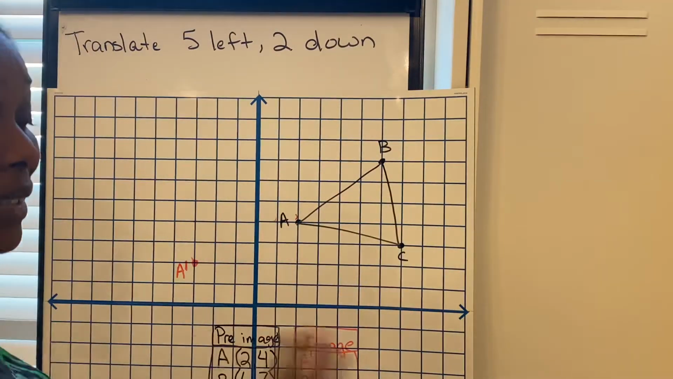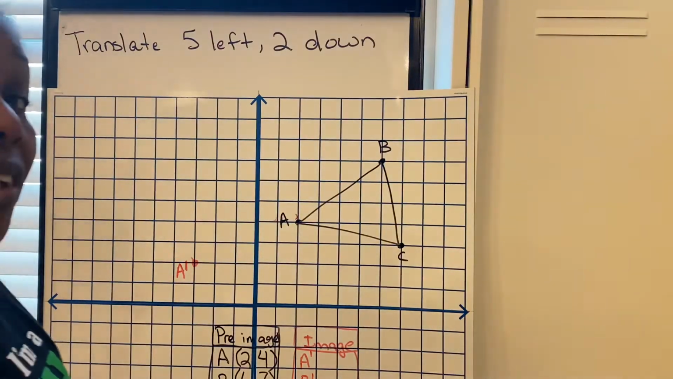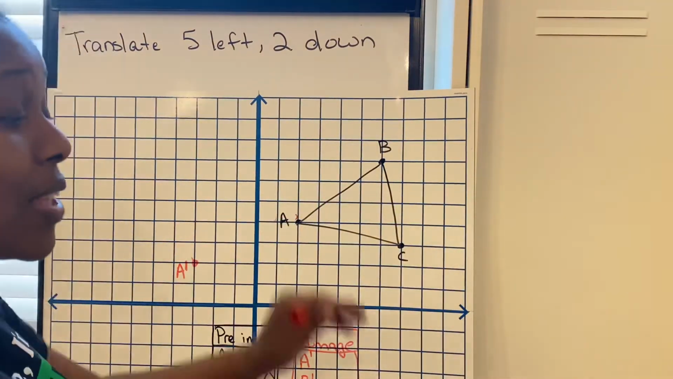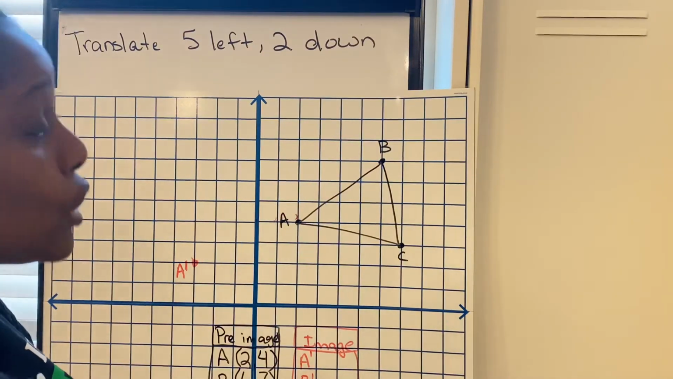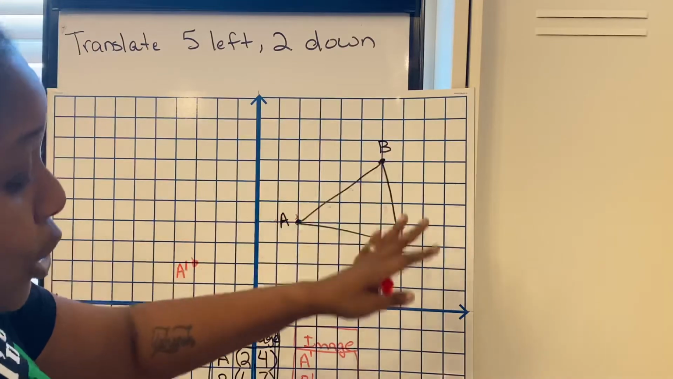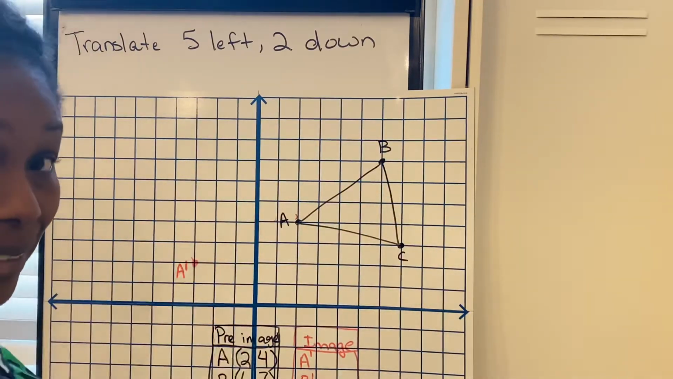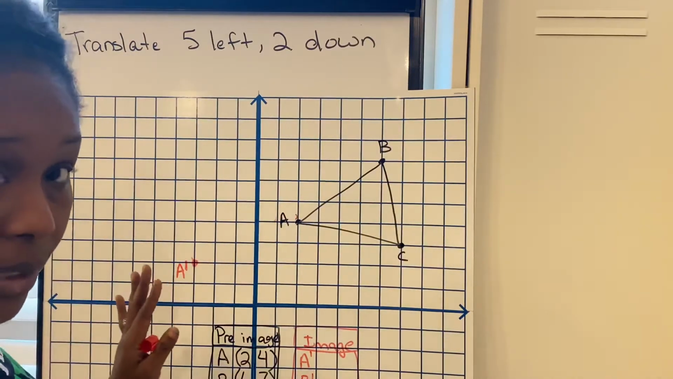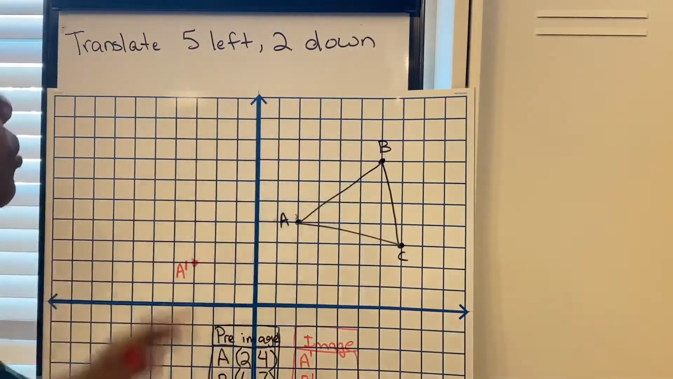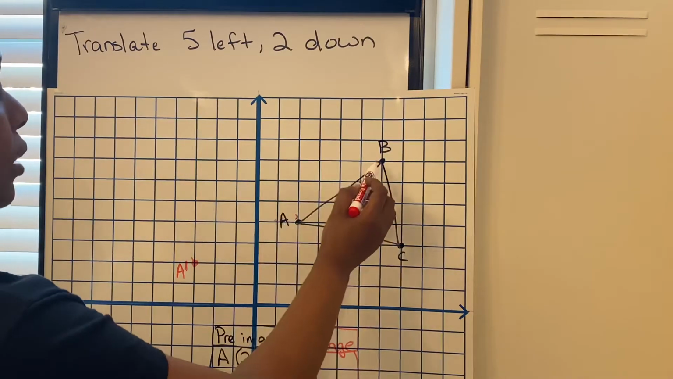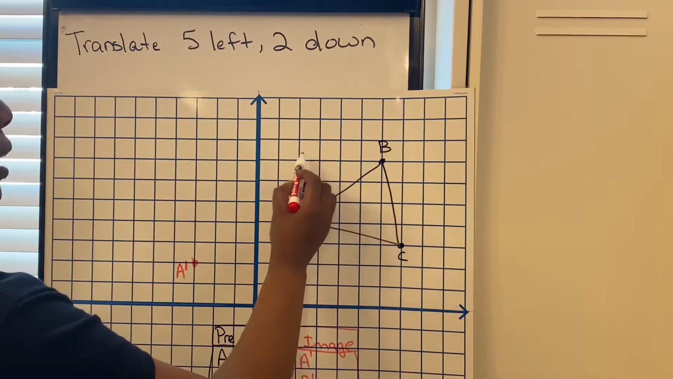B, same thing. When you translate the figure, you are moving every point the same amount. So it's going to be in the same direction and the same distance. So your direction is the same and your distance is the same. So I'm still going to move B 5 units to the left and 2 units down. So I'm going to go 1, 2, 3, 4, 5.